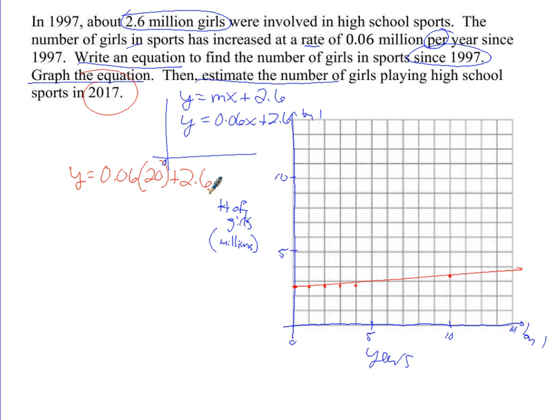Be careful when you do problems like this. A lot of times people will make a mistake and they'll plug in 2017 here when they called year 1997 year 0. So you got to be careful. Make sure that you keep in the same units. We're since 1997. This is 20 years since 1997 right here. So we get y equals, and you're going to want to reach for a calculator here, 0.06 times 20.